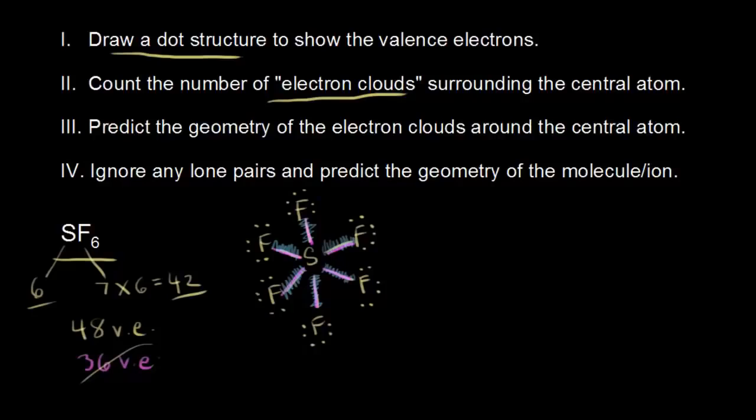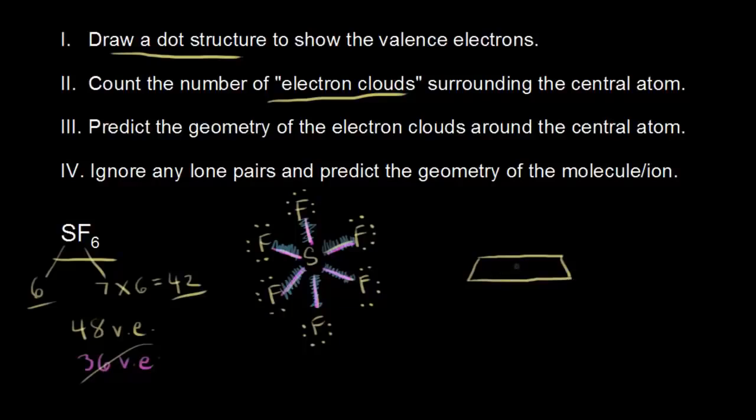And so when you have 6 electron clouds, they're going to point towards the corners of a regular octahedron to try to get as far away from each other as they can. So an octahedron with 8 faces on it. So let me see if I can sketch in an octahedron here. So let's see if we can do it. It's a little bit tricky to draw, but let's see if we can do it right there.